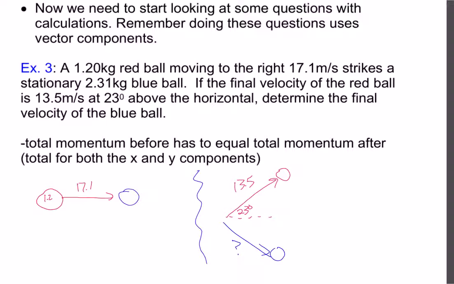So to solve these, what we have to work with is momentum only. We don't want to be working with speeds and masses and all that. So let's calculate the momentum of the original one. P equals mv, so we'd have 1.2 times 17.1. That gives us an answer of 20.52 kilogram meters per second. We don't need to worry too much about the units because we're dealing with momentum all the way through. So that's our only initial momentum. We have just a horizontal vector of 20.52.